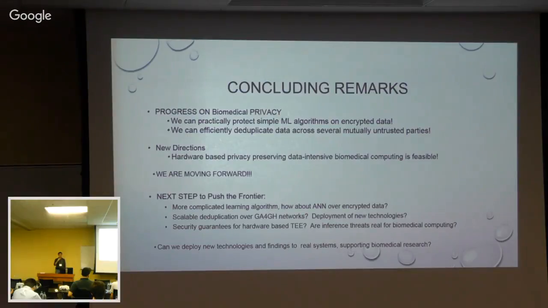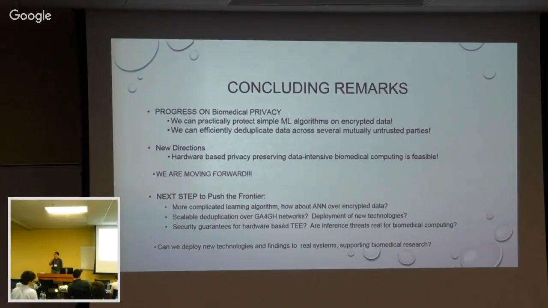We also made the first step of hardware-supported privacy protection. Using SGX, we showed for the first time that using this hardware-supported platform to do data-intensive computing for genomics, and privacy protection for biomedical computing, is feasible. All these things demonstrate that we are moving forward. So the question is, what are we going to do next? Some natural steps are incremental, building on what we've already done. We made the first step with logistic regression, so how about becoming more ambitious?